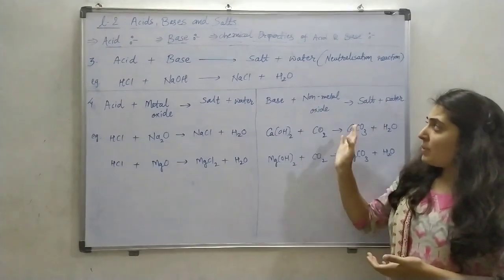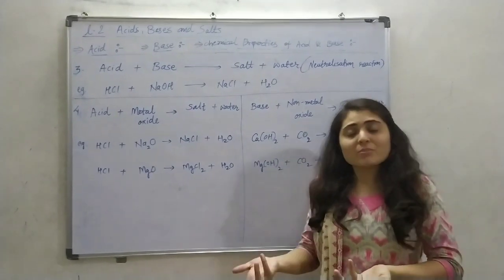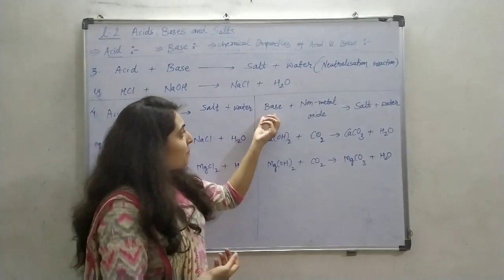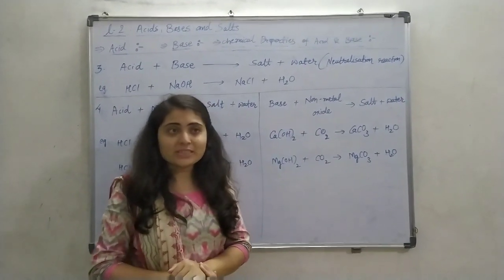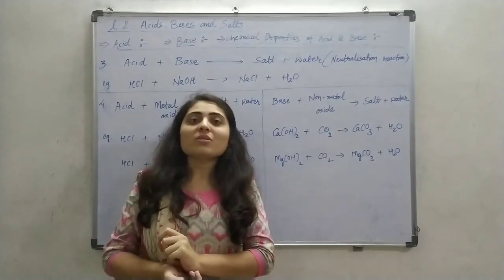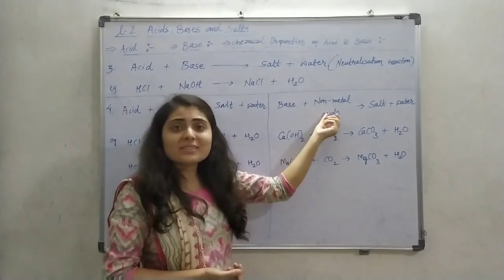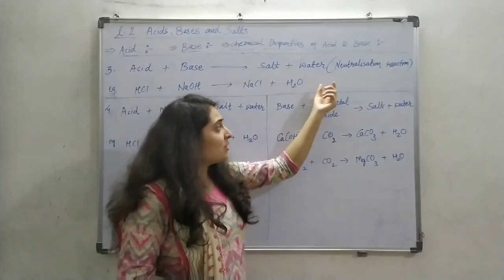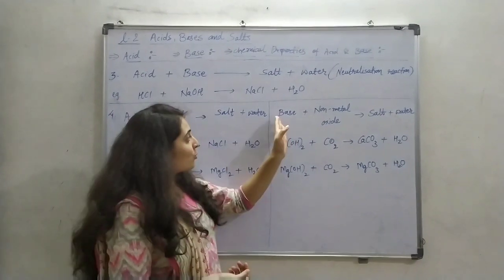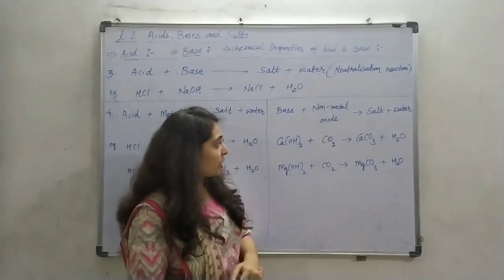And same way, base with metal oxide, they don't react, because base and metal oxides are both basic in nature. So base and base is not giving any result. But base reacts with non-metallic oxides. As metal oxides are basic, similarly non-metallic oxides are acidic in nature. So base plus acid, again it is a neutralization reaction, giving salt and water, because non-metallic oxides are acidic in nature. Salt and water are the products.